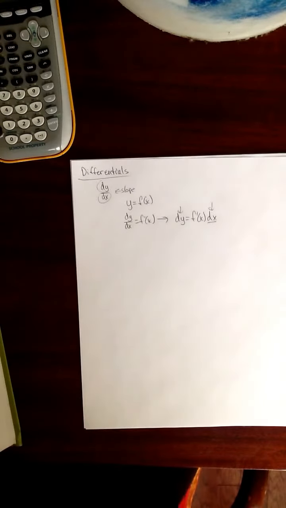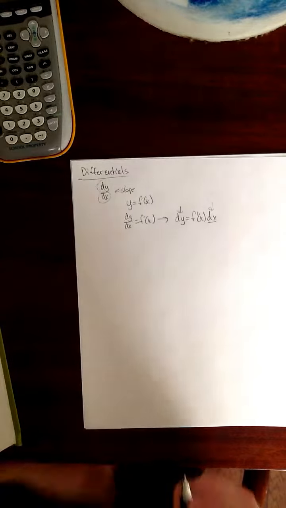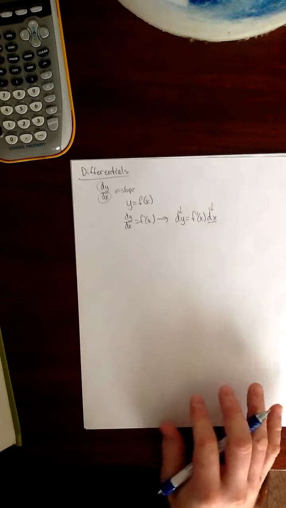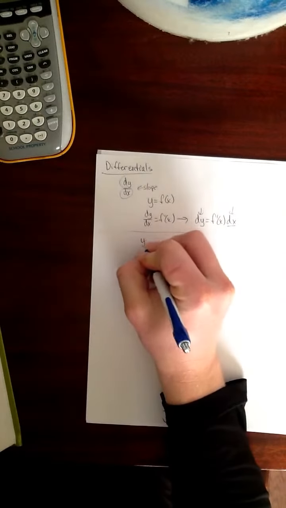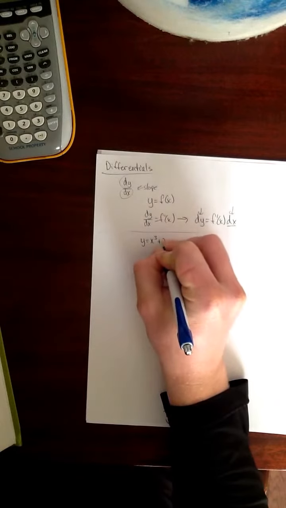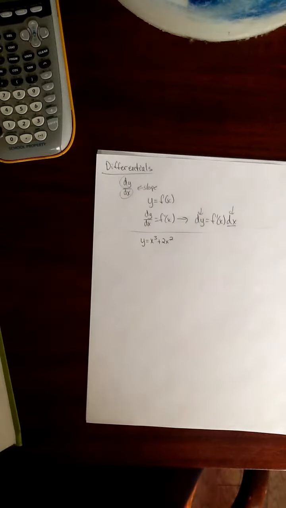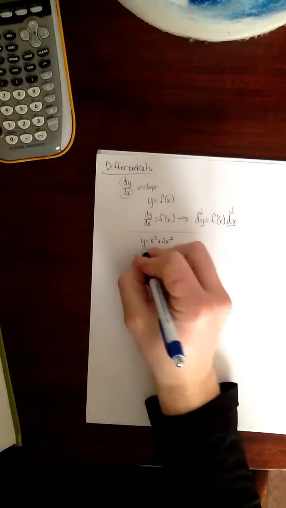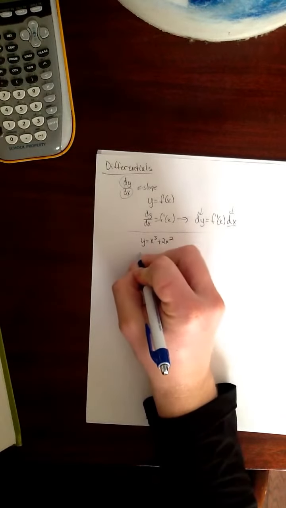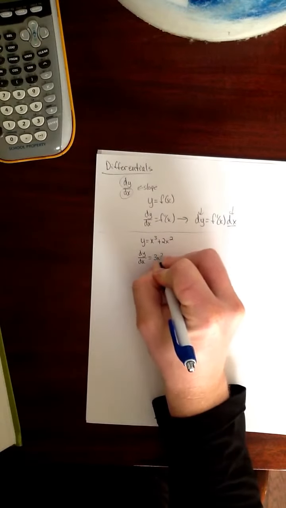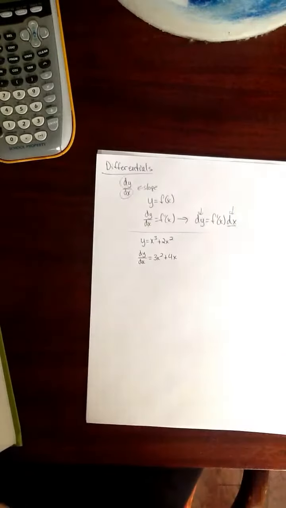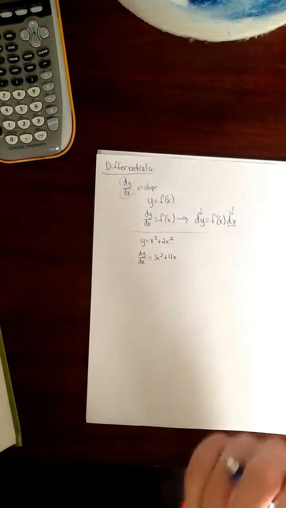And I think this will make a lot more sense once we start doing some real examples. We'll start with some not so real examples, but just to give you an idea of how to write these, let's say we had something like y equals x to the third plus 2x squared. You know how to find the derivative of that. So the derivative of this, remember we always would just do dy dx equals 3x squared plus 4x. And that's the derivative, right?